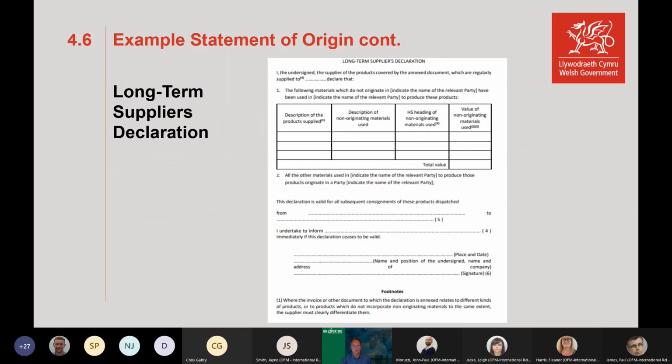As you can see, it asks for the HS codes of non-originating material. And one important point is that here it is asking for the value of non-originating materials used. Now, of course, that may be commercially sensitive information, which you may not want to put in, or your supplier may not want to put. But it's there, and it can be useful to cut down on the paperwork, as you just send it once.